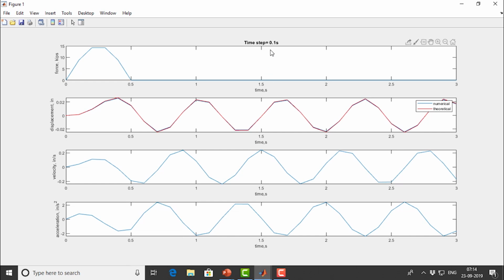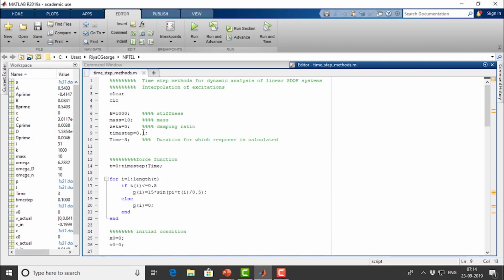Let's decrease the time step even further. So let's make it 0.05.